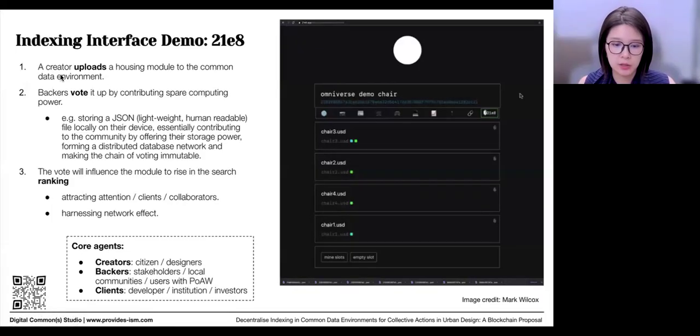And if you are a creator, what you do is basically upload a housing module to this data environment. Backers, like local communities, stakeholders, etc., can vote it up by contributing their spare computing power. For instance, they can store a JSON file locally on their device, basically forming a distributed network of databases that is an immutable chain. It's a yellow page of the ranking through the voting mechanics. The vote will influence which result comes up first in the search. And so the creator can attract attention, clients, collaborators, and harness network effect by contributing quality work onto the system.